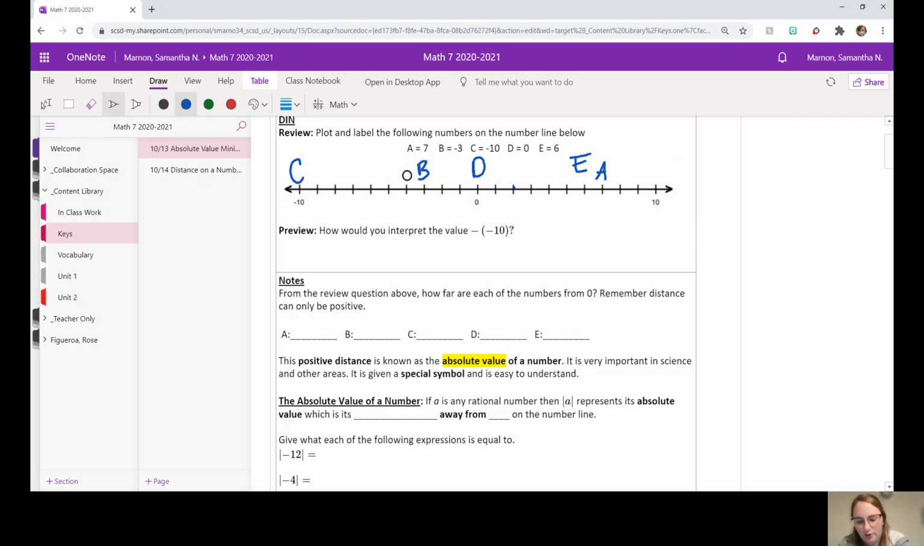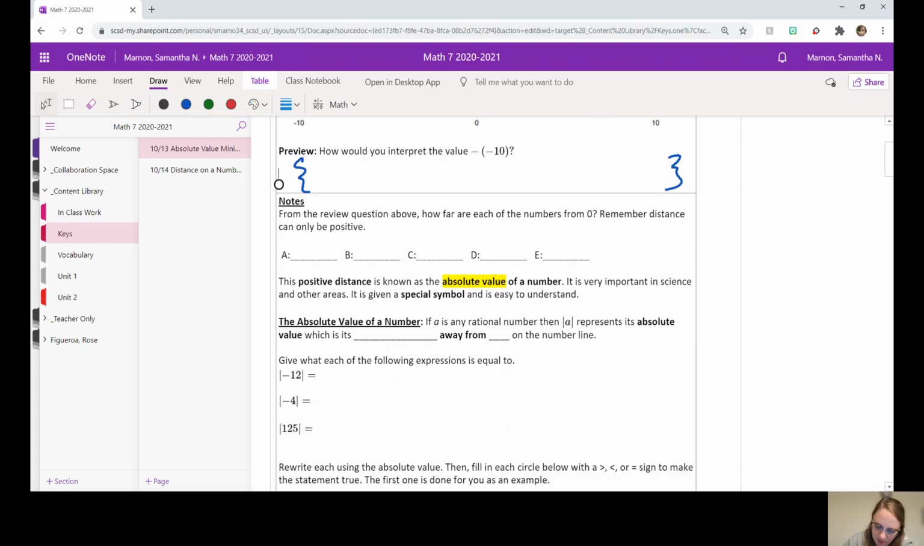So we have a preview question. How would you interpret the value of -10? So I want you to think about what we've learned about additive inverses and what it means to be an opposite of a number and how that applies to being negative. I'm not going to tell you the answer here. I want to see what you write. So in this box, you're going to write your own answer. You can switch to typing and type right in. But I'm going to leave that to you. And we're going to move on to the notes.